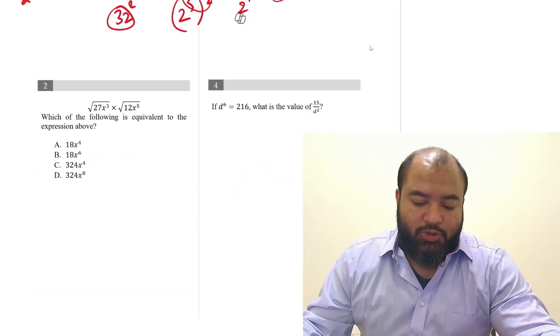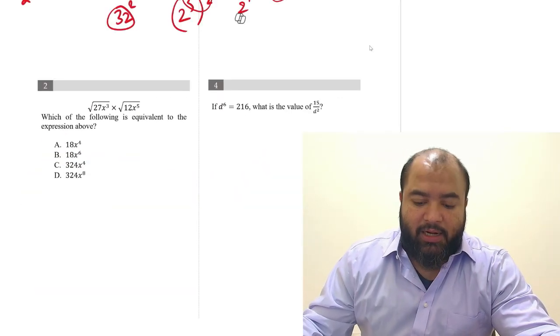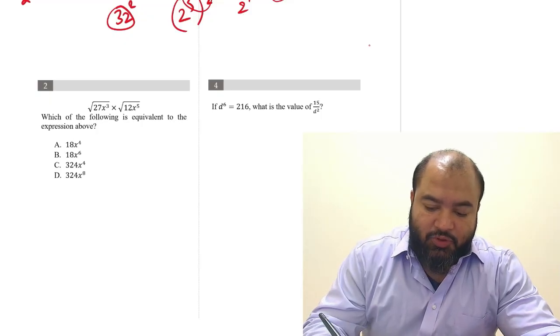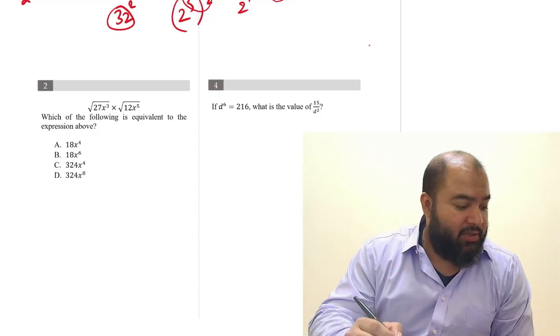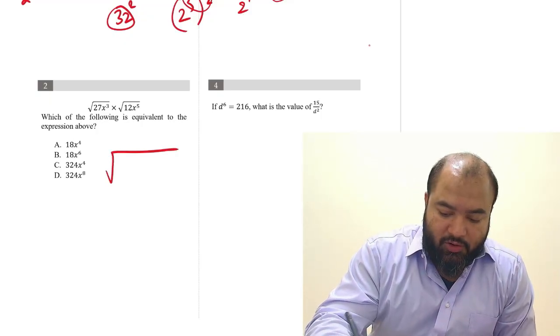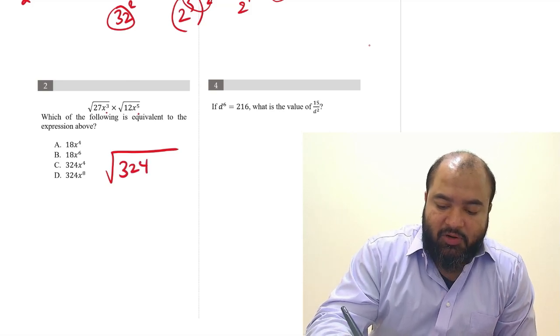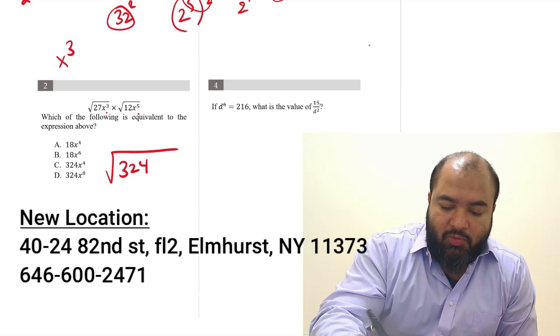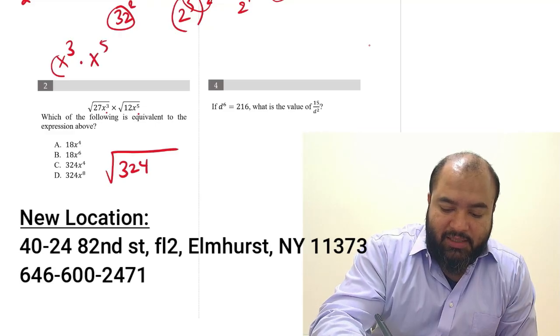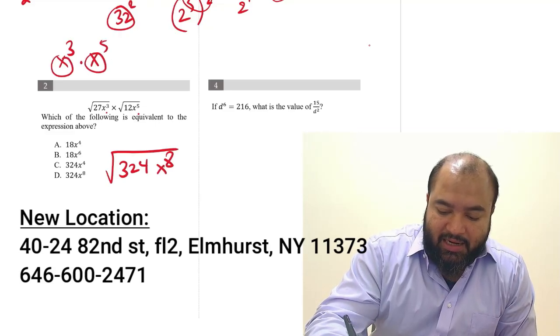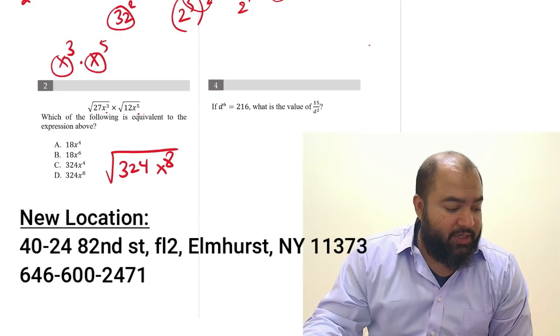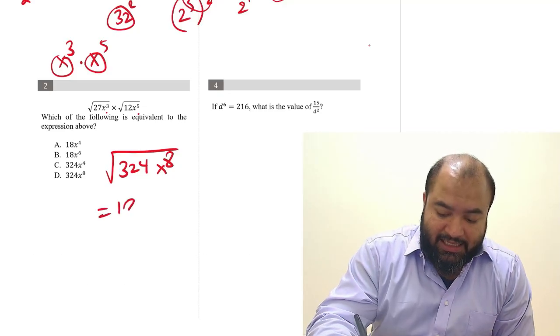So question number 2. So we're multiplying radicals. So 27 times 12, you can use a calculator, that would be 324. And if you multiply x power 3 with x power 5, remember I talked about it. When you multiply and they have the same base, you keep the base and add the power. Now square root of 324, it's going to be 18.